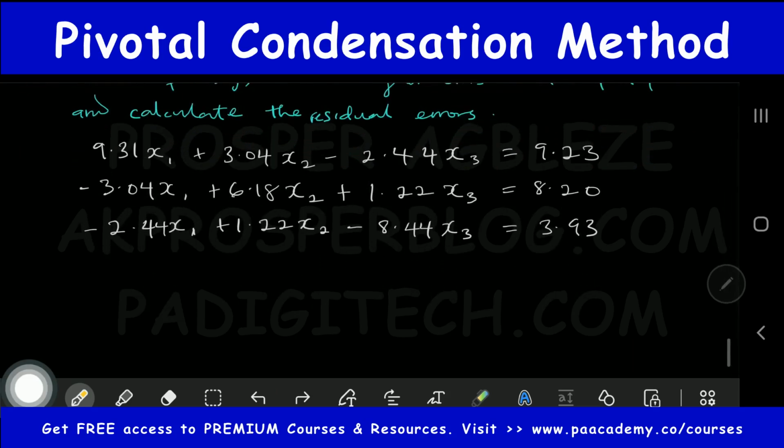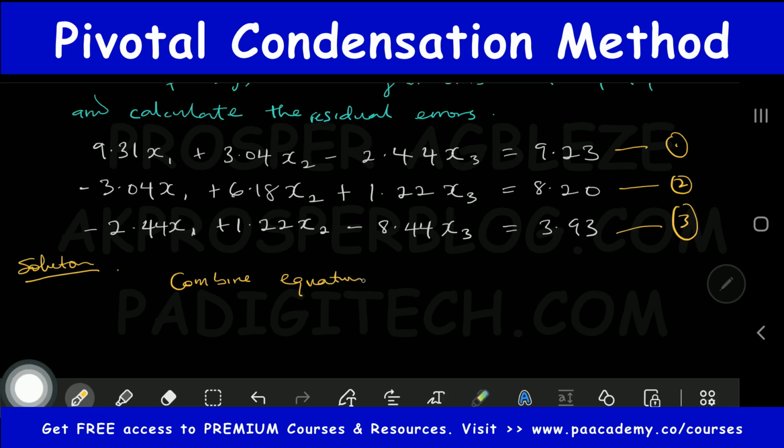Okay, so what we are going to use now is Gauss elimination that we did earlier. So this is going to be our equation 1, equation 2, and then equation 3. Okay, so we started the solution already. Now I want to combine equation 1 and 2. So that means combine equation 1 and 2.